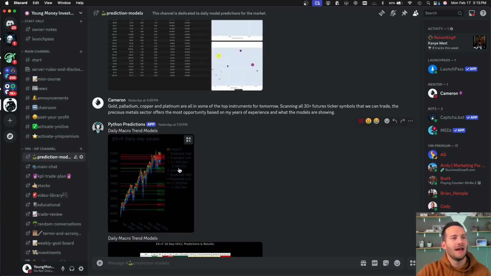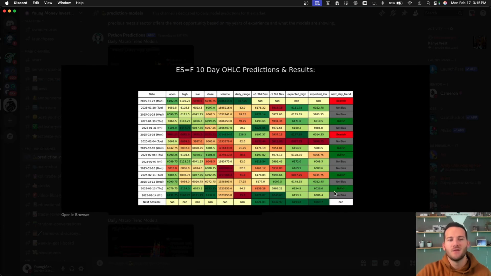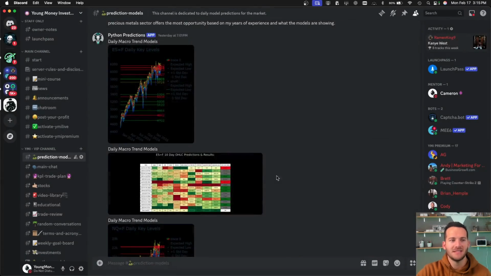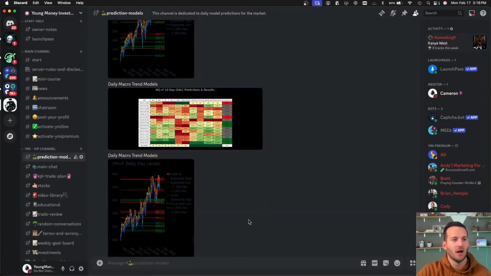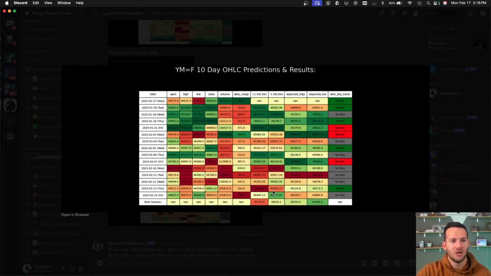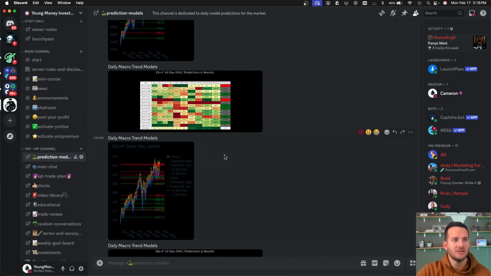Every day, one of my algorithms will go through and it will predict the bias for the next trading day. Now, this is a macro trend bias. It does it for the S&P 500, it does it for the NASDAQ, and it does it for YM, or the Dow Jones. And in here, you will see that there are three options or opportunities.